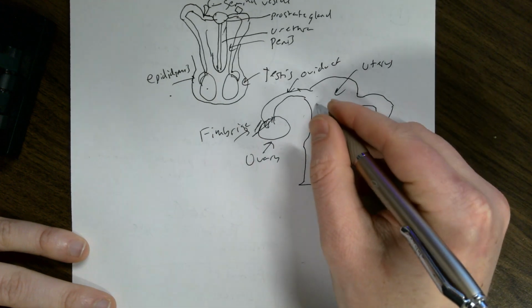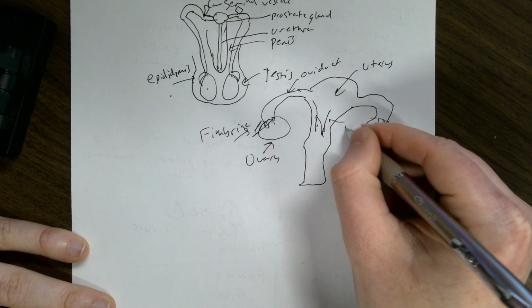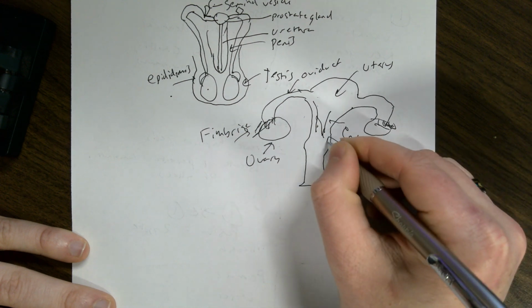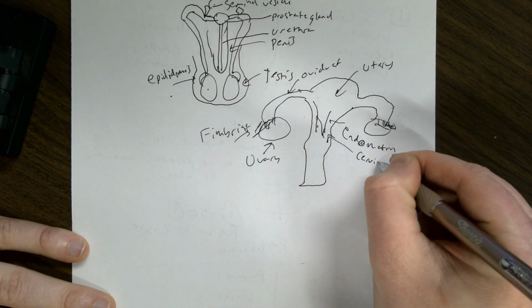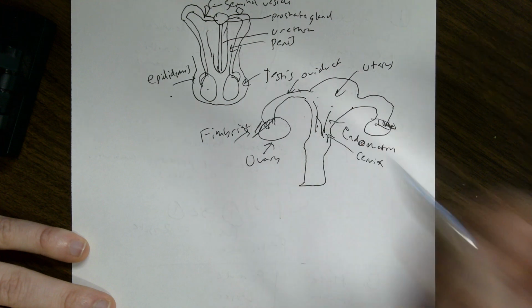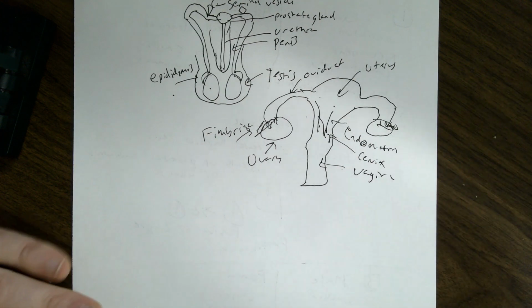Then we have the lining of the uterus. It's called the endometrial layer, the endometrium. You have the cervix, which blocks the passageway between the uterus and the vagina. And then you have the vagina. So those are the different parts of the female reproductive system.